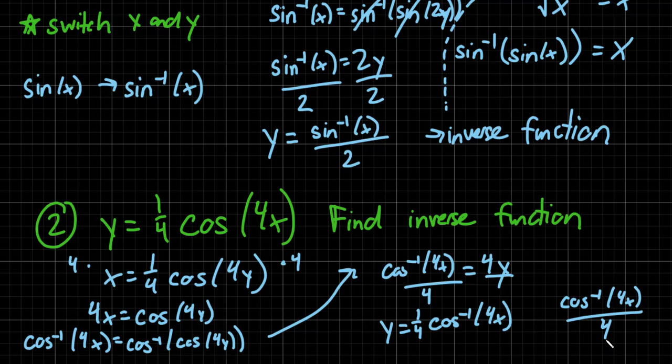The 4's don't cross out, because one is inside parentheses, so I can't do anything with that. The 4's do not cross out. Okay.